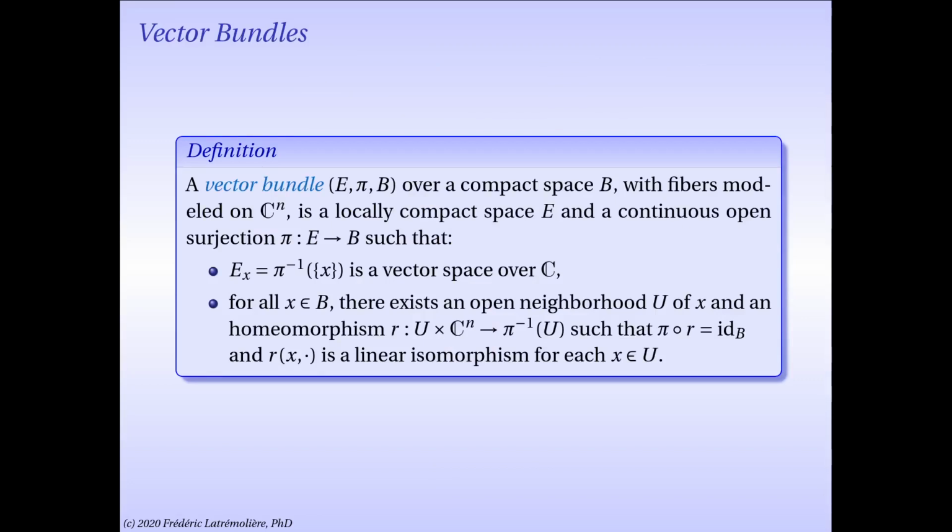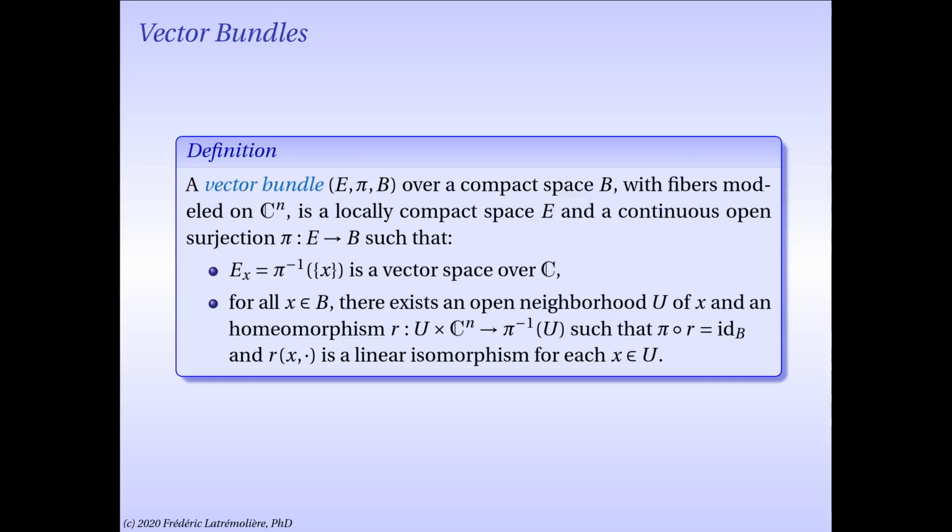A vector bundle (E, π, B) over a compact Hausdorff space B with fibers modeled over C^n is given by a locally compact space E and a continuous open surjection π from E to B, such that for each x in B, first, the fiber E_x, that is the pre-image of the singleton {x} by π, is a vector space over C, and second, there exists an open neighborhood U of x in B and a homeomorphism R from U × C^n onto the pre-image of U by π, such that π composed with R is the projection on U, and R(x, ·) is a linear isomorphism from C^n onto the fiber E_x for each x in B.